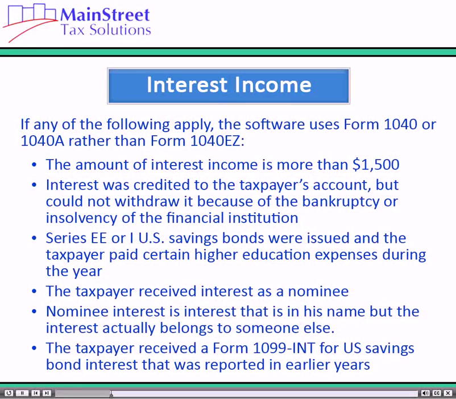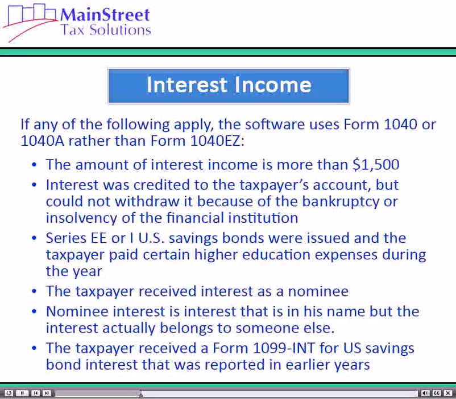financial institution. Series EE or I U.S. savings bonds were issued and the taxpayer paid certain higher education expenses during the year. The taxpayer received interest as a nominee. Nominee interest is interest that is in his name, but the interest actually belongs to someone else.